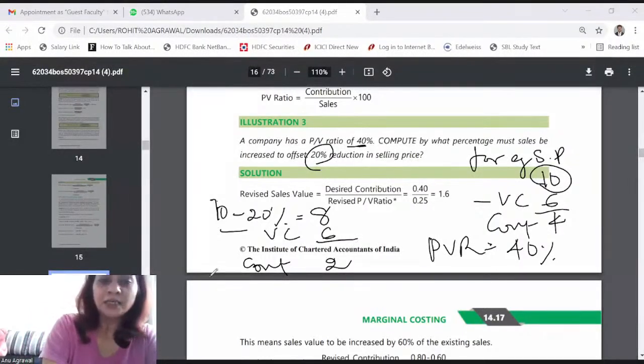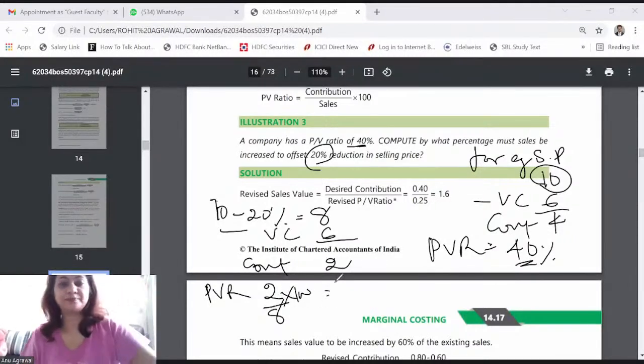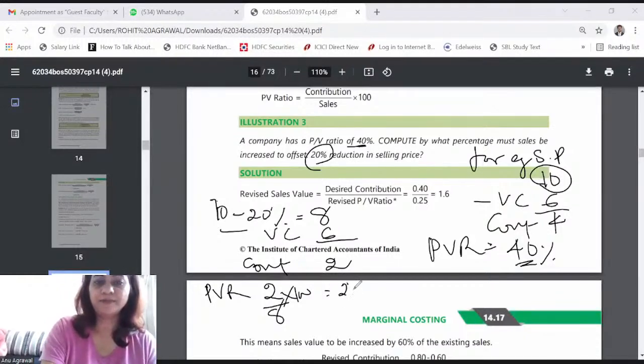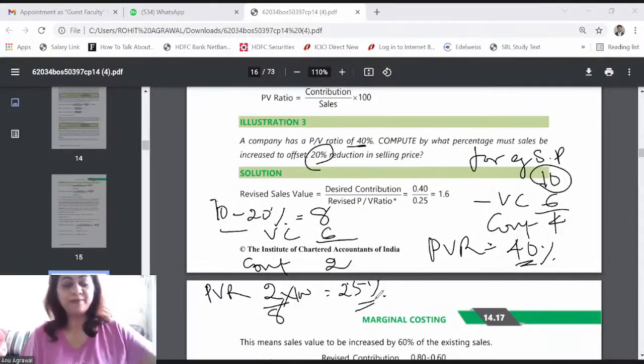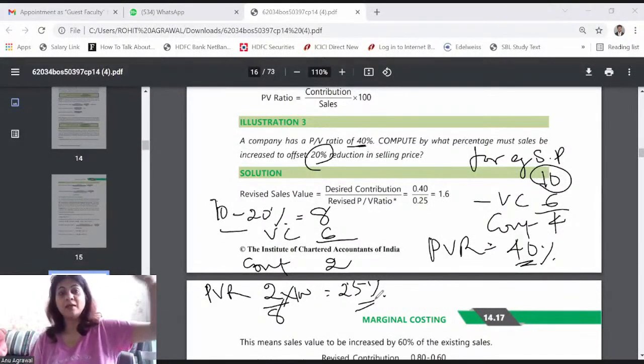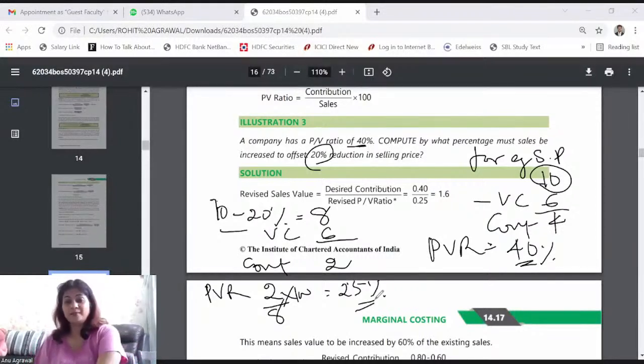If my contribution will become 2, right? That means my PVR, if earlier was 40%, my PVR now is how much? 2 divided by 8 into 100 is how much? It is how much? 25%, yes or no? So PVR has fallen from 40 to 25%, and you have to see to it that whatever profit or fixed break even was there earlier, you should continue doing that, because they're saying, how much should you do so that you offset it.